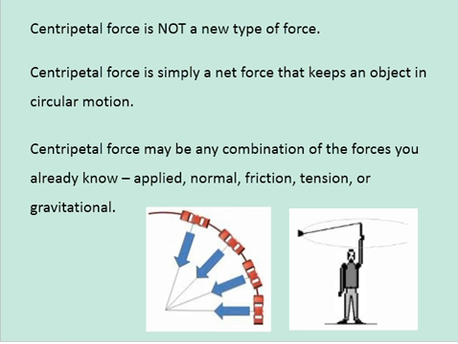It's a summed up force caused by a sum of those types of forces we've already learned about that just keep an object in circular motion. So please do not think that it's a new type of force. It's simply a net force, just like F net equals ma, that causes an object to stay in circular motion. So we like to give it its own special symbol, that F sub c, to let us know our motion is circular.